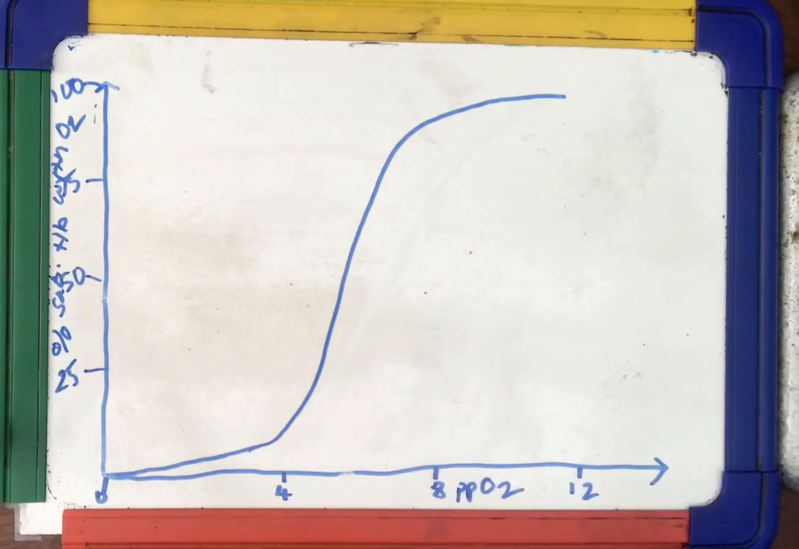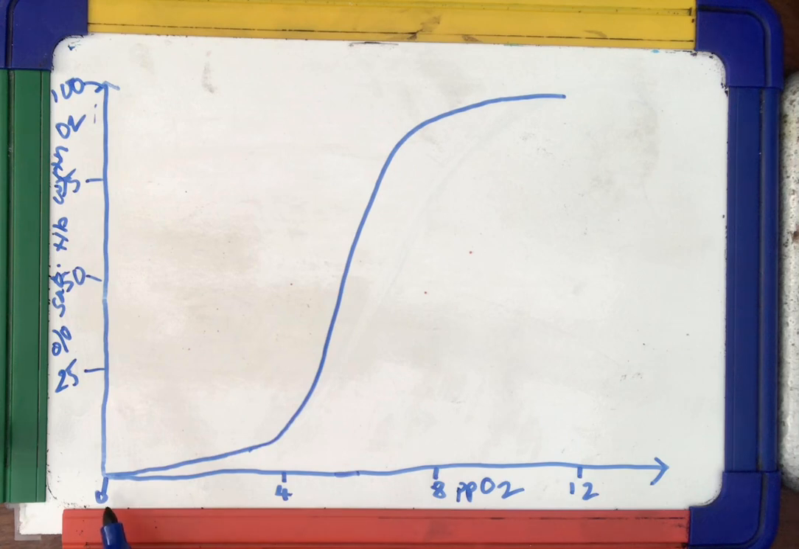This is a hemoglobin oxygen dissociation curve. It's a sigmoidal curve because it's an S shape. Okay, what we've got on the x-axis is the partial pressure of oxygen. So that's like saying the concentration of oxygen. And on the y-axis we've got the percentage saturation of hemoglobin with oxygen. Okay, so what does this graph show us?